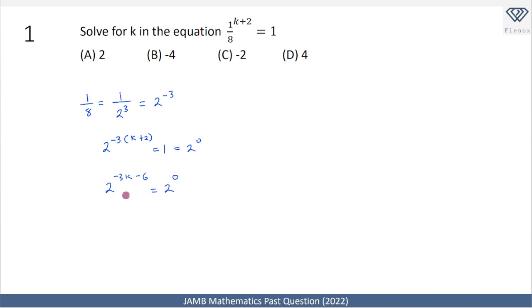Now since the bases are equal, we can equate the exponents. So what does this become? This becomes minus 3k minus 6 is equals to 0. Now when we bring this to the other side, we have minus 3k is equals to 6, and if we divide both sides by minus 3, we have what? K is equals to what? Minus 2, because 6 divided by minus 3 is minus 2. So the correct answer to this question is C.